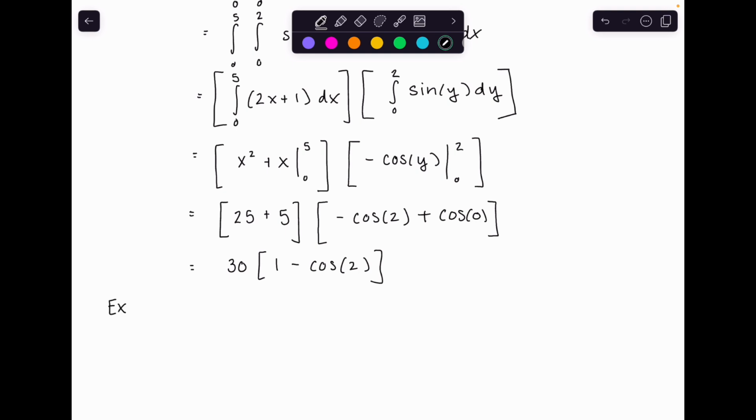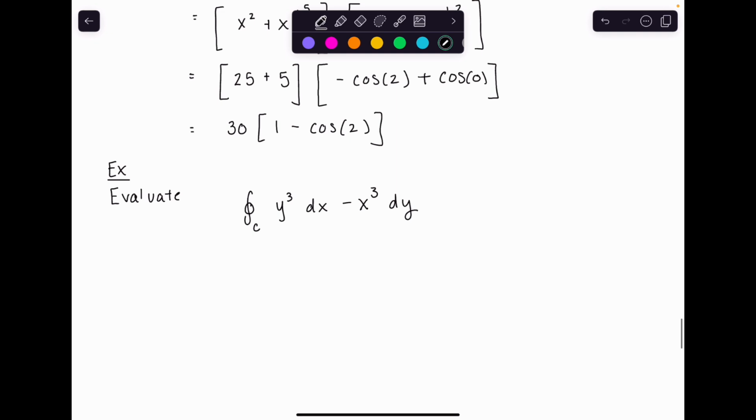Let's do one last example. We're going to evaluate the line integral over the closed curve C of y cubed dx minus x cubed dy. Specifically, where C is the circle x squared plus y squared equals 4 with clockwise orientation.